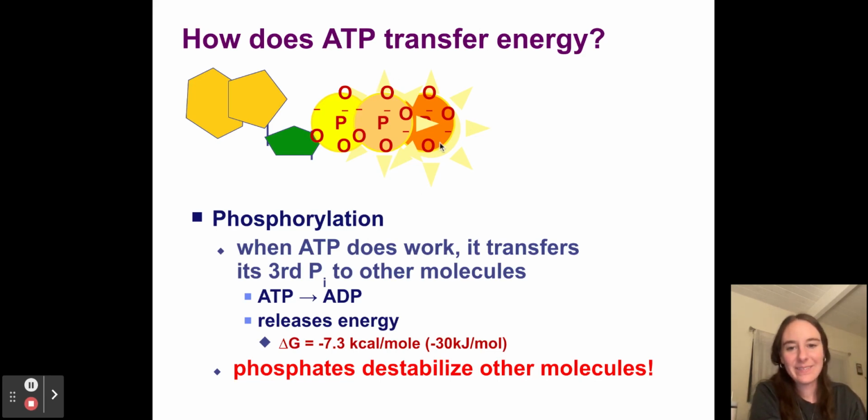phosphate. Now, when this phosphate group gets released, it can latch on to other molecules and make them more unstable, kind of like this molecule is unstable. If this now gets attached to a new molecule, those negative oxygen atoms are going to destabilize other molecules. And that addition of the phosphate group to other molecules now supplies it with a lot of energy.